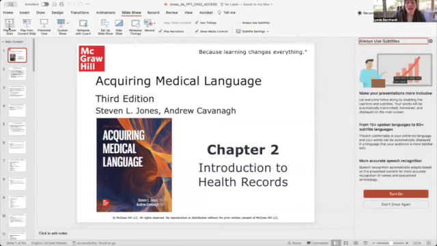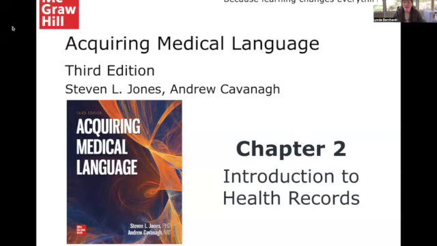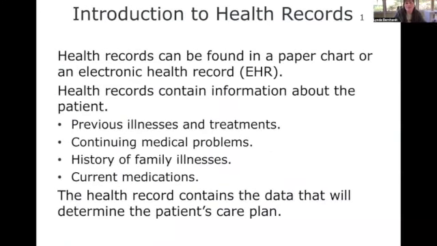All righty, so chapter 2, Introduction to Health Records. We've got our learning outcomes again. Main thing, I think most of you already know what a health record is. A lot of them are going to be electronic health records, but some of them will actually be paper. The health record is going to contain information about the patient. This may or may not include their previous illnesses or treatments, continuing medical problems, history of family illnesses, current medications. This all depends on exactly where you are and what job you have.